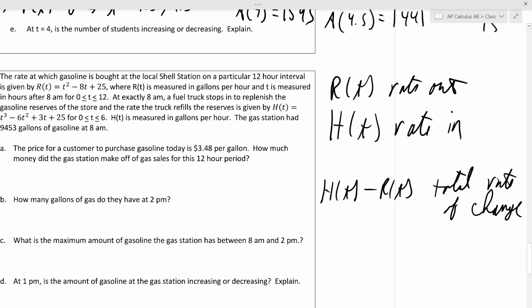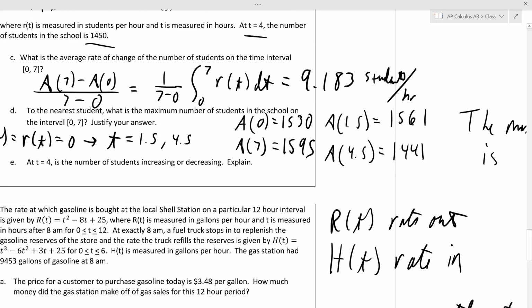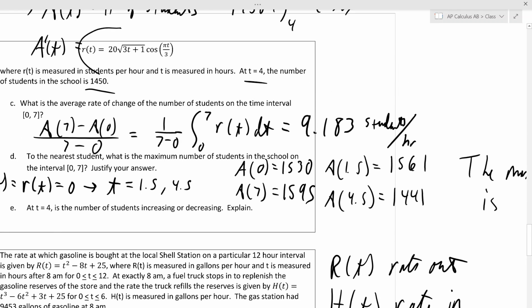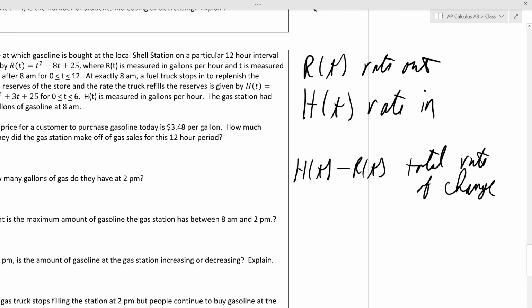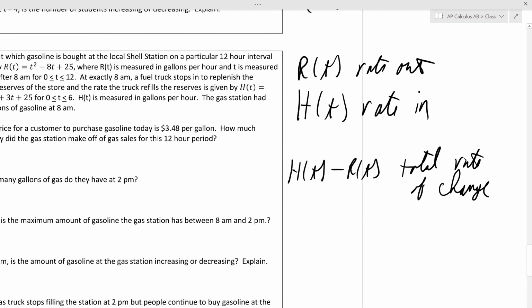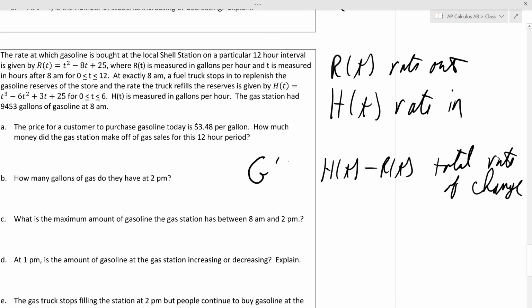Okay. In the last question, to go up here real quick, I gave you the rate of change total. It wasn't a rate in, rate out. It was just R of t. When they give you a rate in, rate out, you got to put them together to get the total rate of change. So this is really the derivative of, I'm going to call it G for gas. Okay, that's G prime of t.